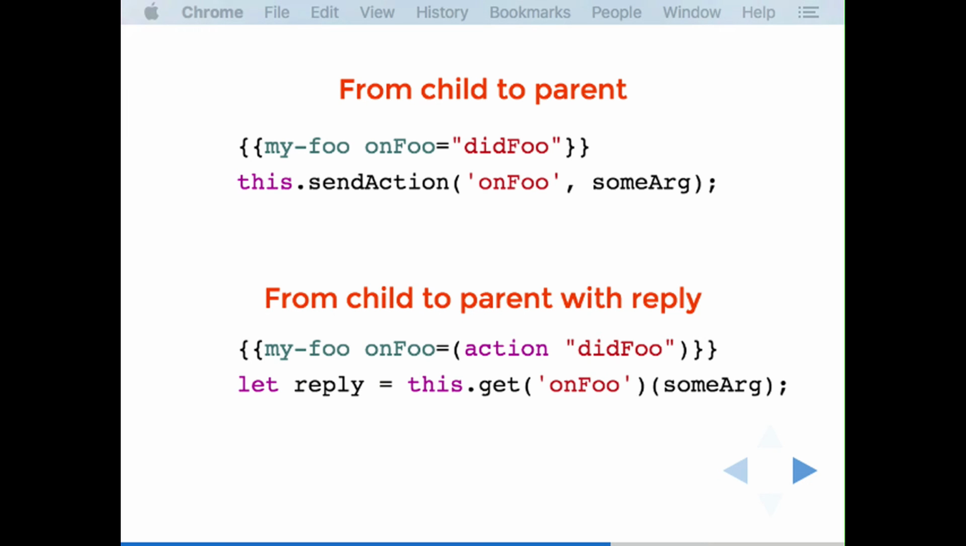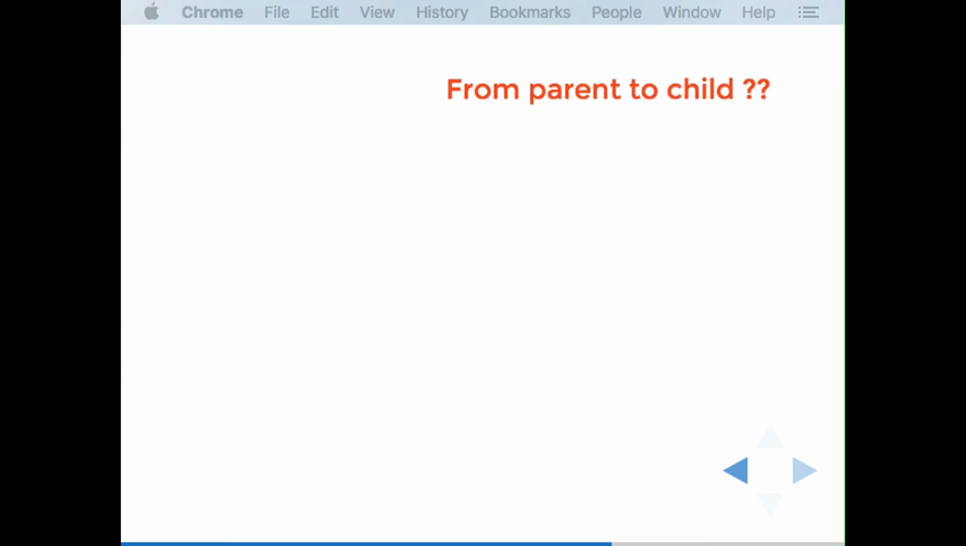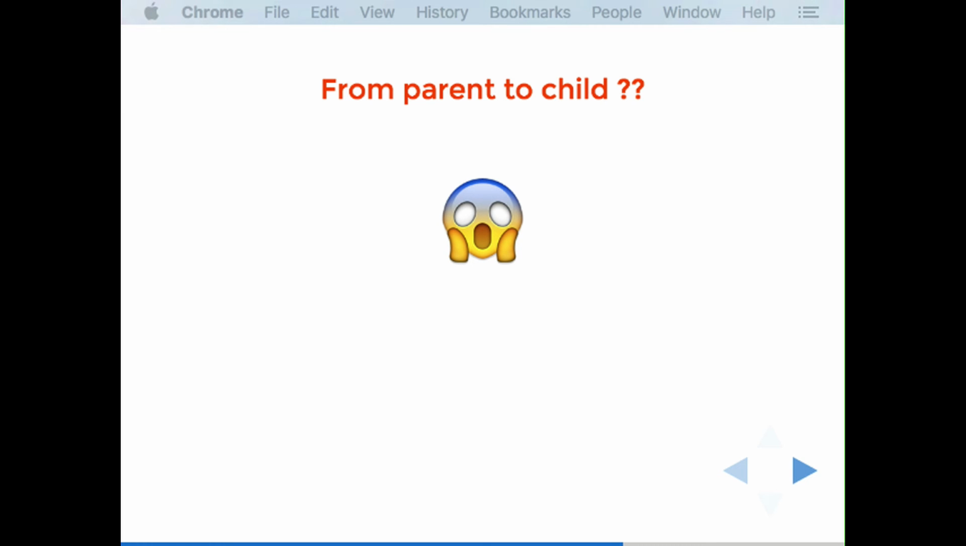Recently, with closure actions, we were able to add something extra, which is we can use the action keyword to create a closure action. And this action is just a property in your component that you can call, and you have a return value. So it allows parent components to respond to messages with data. I mean, you have bidirectional communication when the communication starts in the child component. But there is still a different use case, which is ours. How do we communicate from parent to child? It's not possible at the moment. How do we do that?